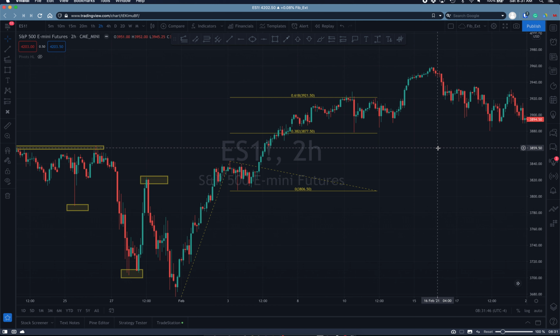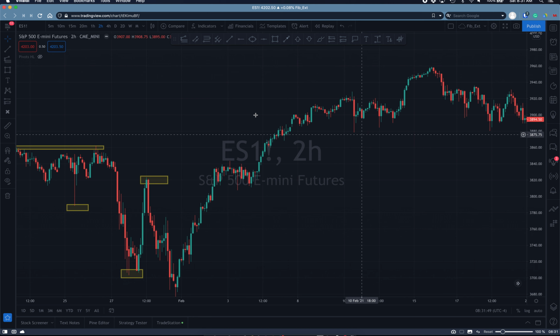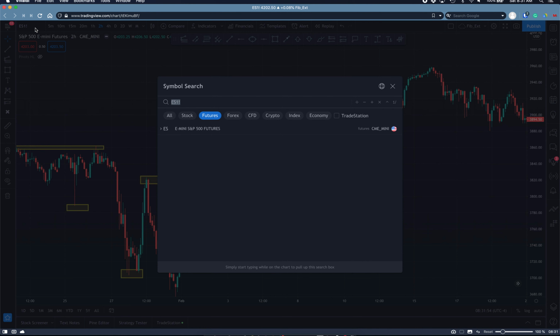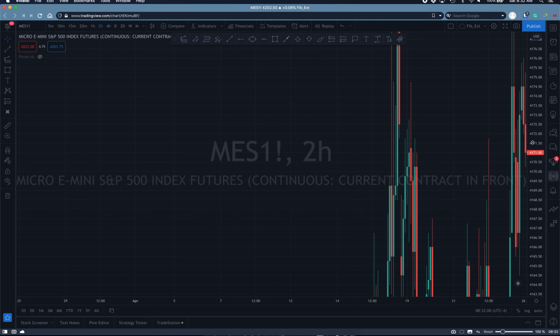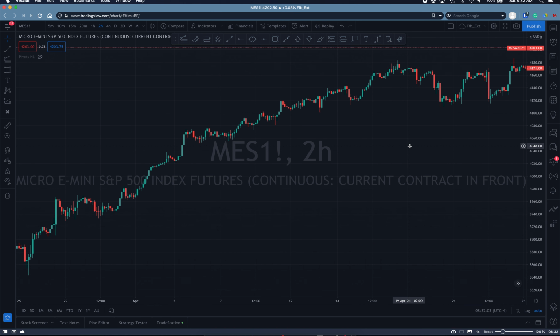It's that leveraged. However, like I said, there is a smaller product for you to trade that, for the amount of contracts that we trade, is extremely liquid. I'm going to go ahead and show you this. This is the micro ES, which is MES. So here's our micro ES. It is the exact same chart.